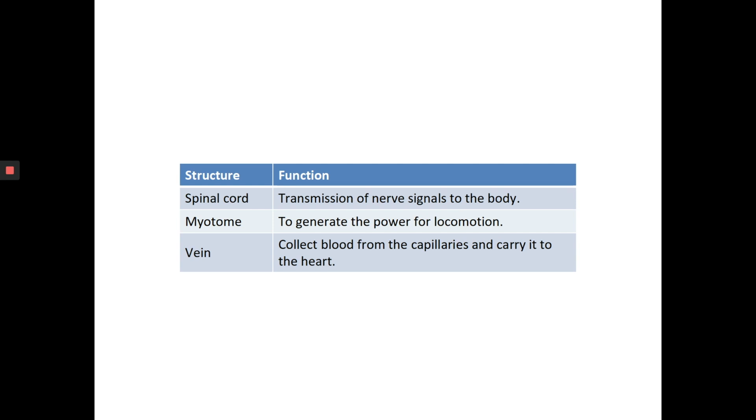So the function of the spinal cord is the transmission of nerve signals to the body. Myotome is to generate the power for locomotion. And lastly, vein to collect blood from the capillaries and carry it to the heart.